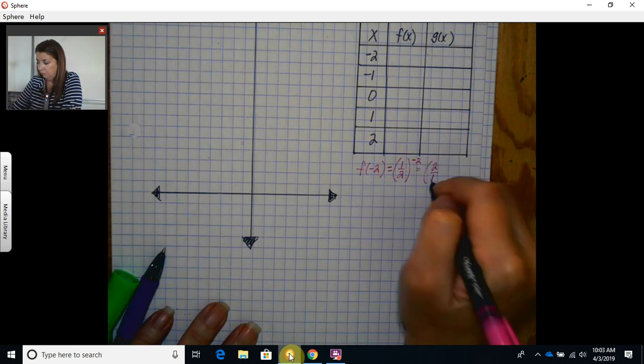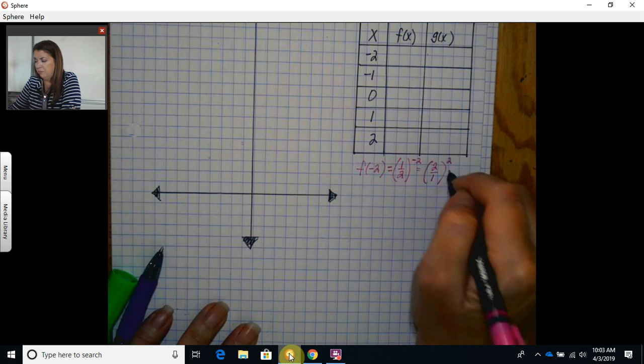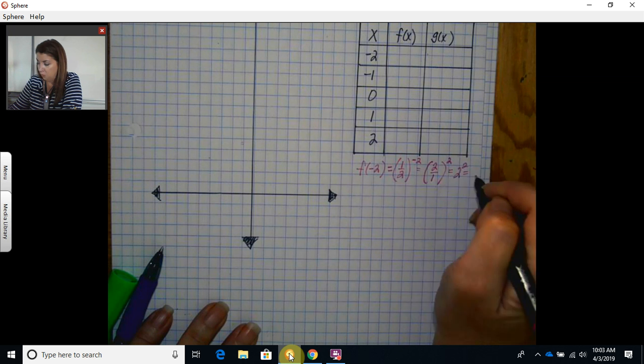So if we just rewrite this as 2 over 1, that will change this negative exponent that goes to both the numerator and the denominator to a positive. Okay? And isn't 2 over 1 the same thing as 2? And what is 2 squared? 4. So when x is negative 2, y is 4, or f of x is 4, however you want to say it.